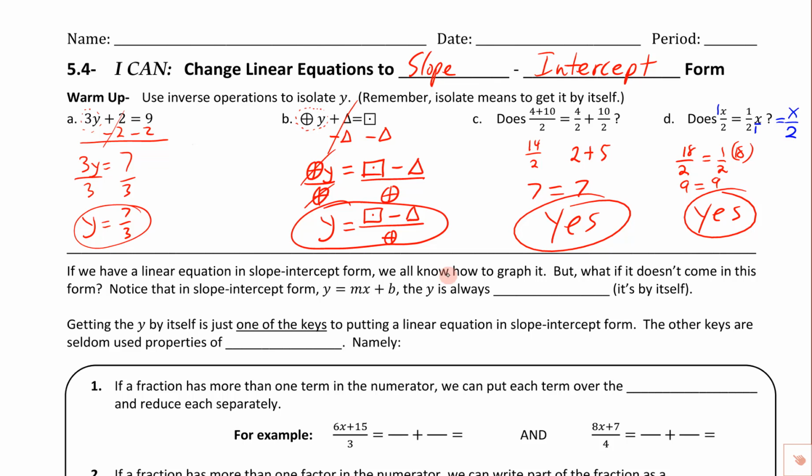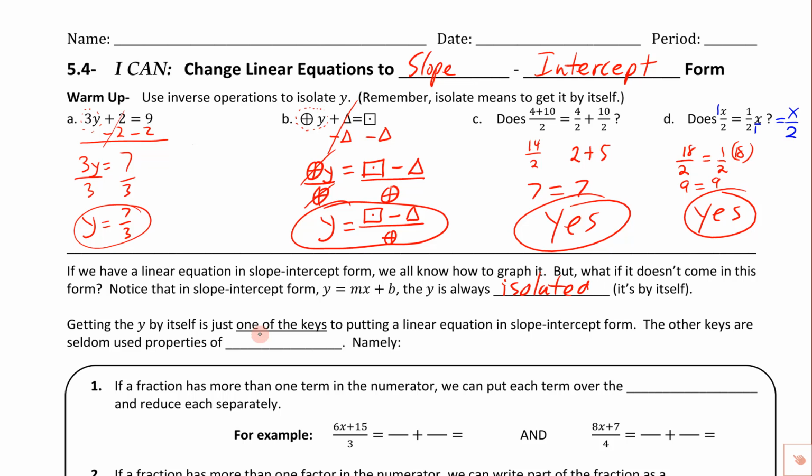But what do we do if it doesn't come in that format? Well, if you take a look at slope-intercept form, it always looks like this. We've said this over and over again. y = mx + b. Notice that the y is always, we're going to use that fancy word, isolated. In other words, it's always by itself. And we typically put it on the left-hand side of the equation. So getting y by itself is just one of the keys to putting a linear equation in slope-intercept form.